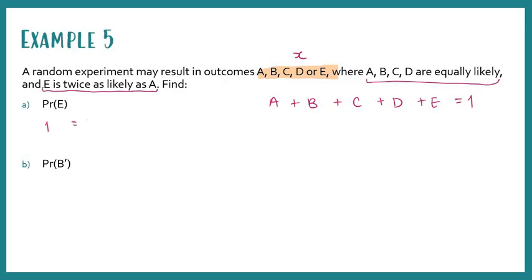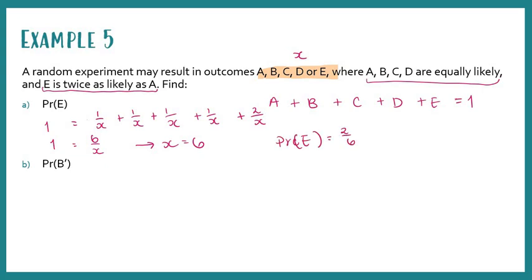And so we've got 1 over X plus 1 over X plus 1 over X plus 1 over X. And then E is twice as likely to happen, so that's going to be 2 over X. We're then left with 1 is equal to 6 over X, so X is going to be equal to 6. Okay, so the probability of E happening is 2 over 6, which is 1 over 3.